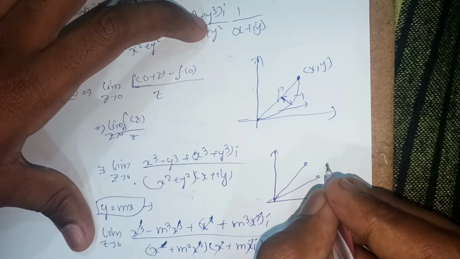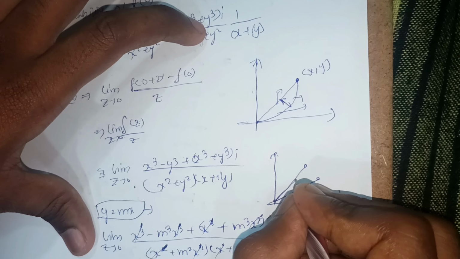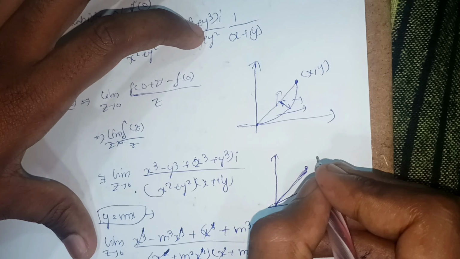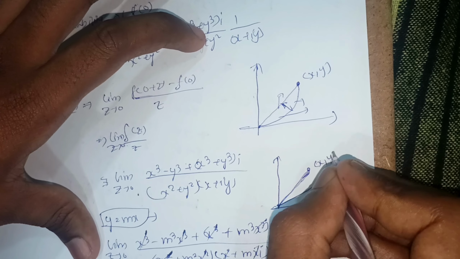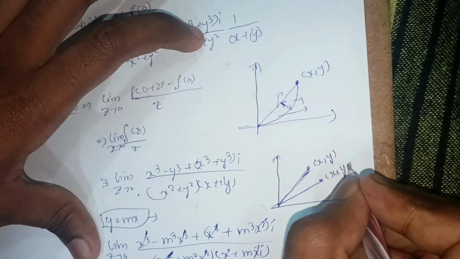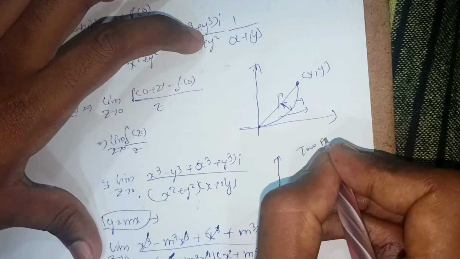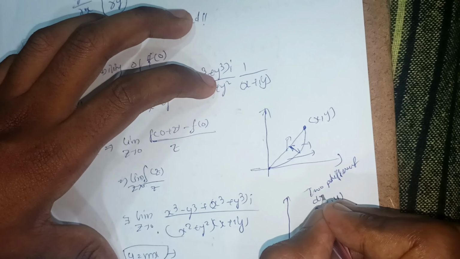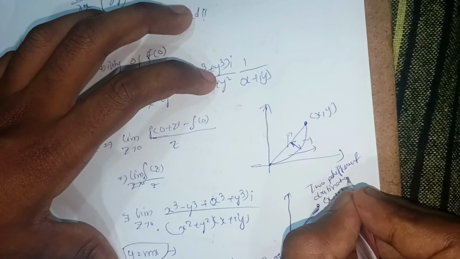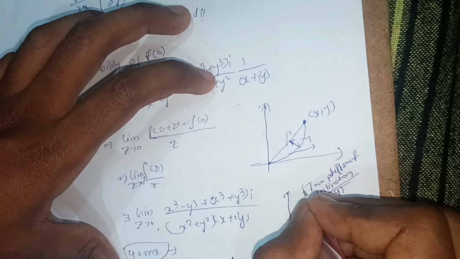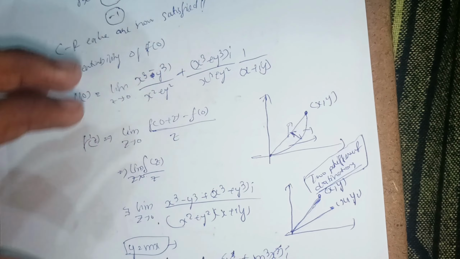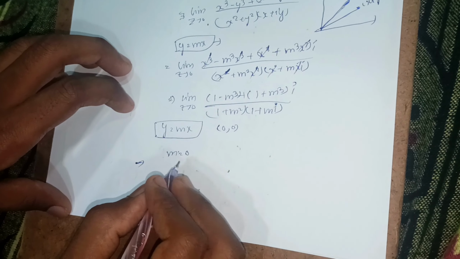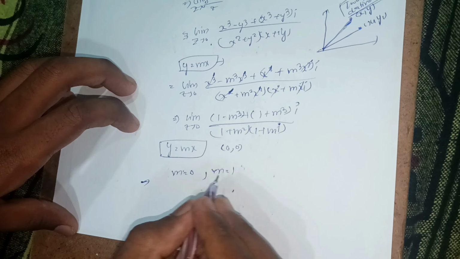Let us see by changing the value of m whether we get the same or different positions as the destination: (x, y) and (x1, y1), two different destinations. This is the analogy to understand the problem in an easy manner. First we substitute m equal to 0, next we substitute m equal to 1.